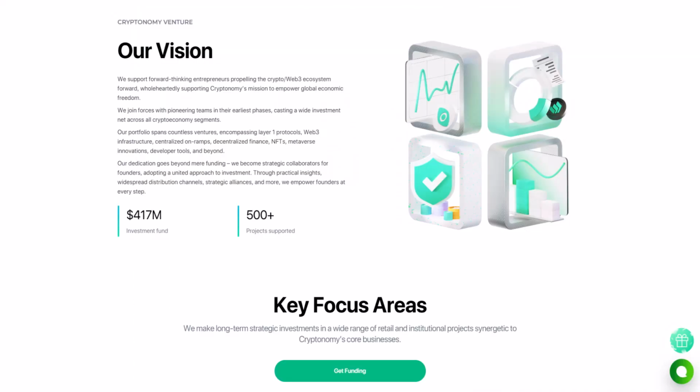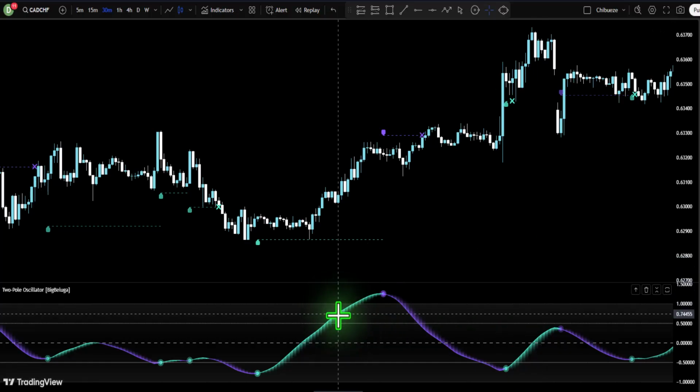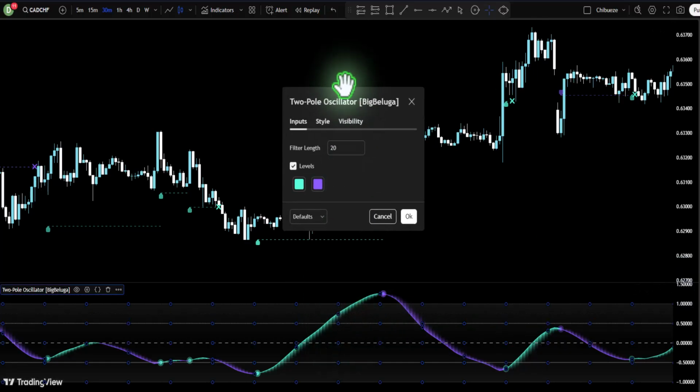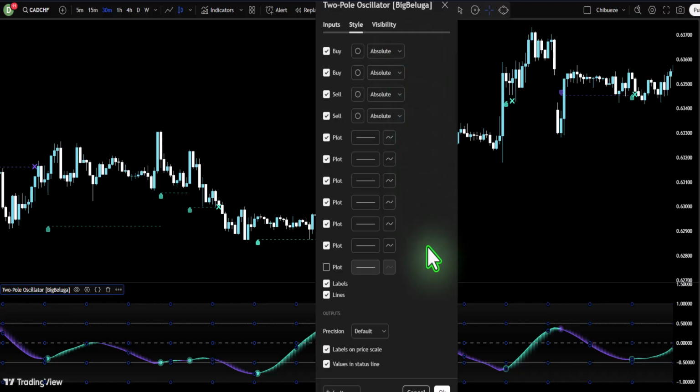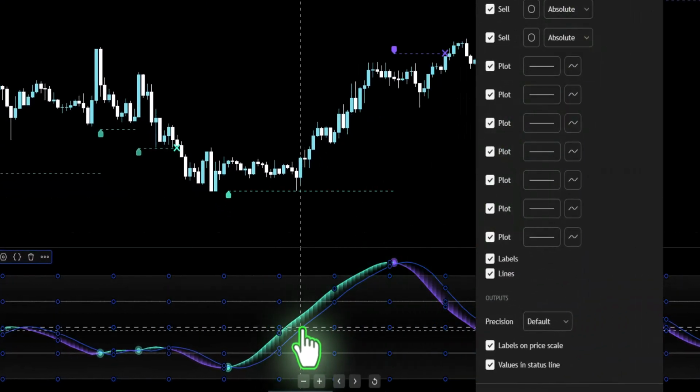Now let's get back to the video. To get started with this indicator, follow these steps. Just double-click on the indicator to open its settings panel. Then navigate to the Style tab and activate the last plot option. As you can see, it turns on the signal line, which is a thin blue line.